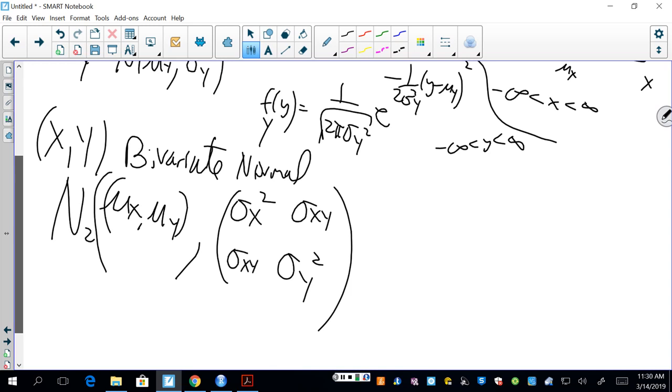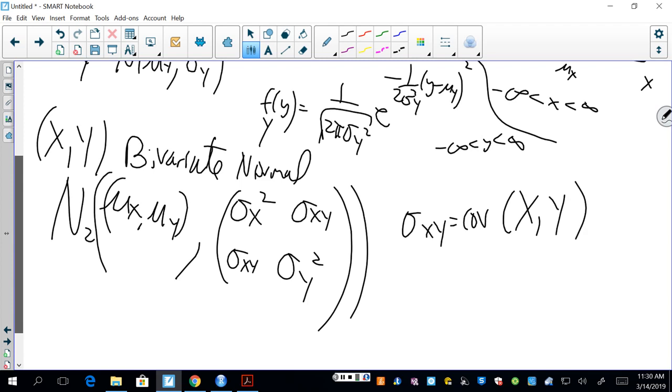Once you get into bivariate, multivariate things, people start to use matrices, vectors, and stuff like that. We won't do too much with that, but that's how you usually see it represented. Where this sigma xy is the covariance between x and y. And there's a correlation, right, between these two things. The correlation is covariance divided by the two standard deviations.